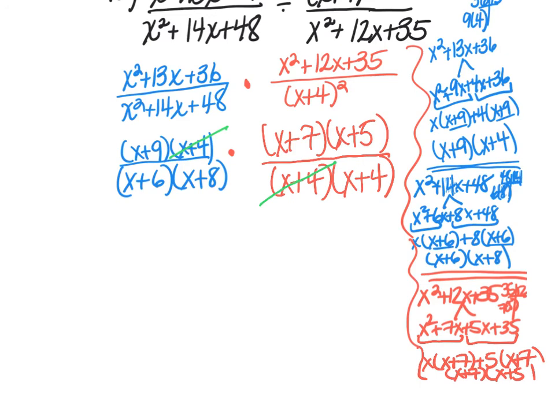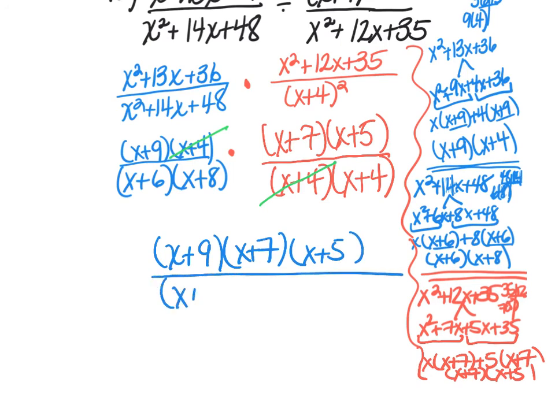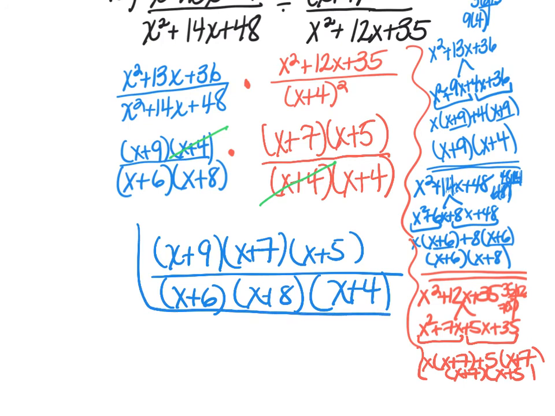Well, it's the squeeze step then. So now I'm ready to squeeze it all together. So my numerator will be x plus 9 times x plus 7 times x plus 5 all over x plus 6 times x plus 8 times x plus 4. And that is the quotient in simplified form. We weren't able to cancel much, but at least we did something. So that's the squeeze step. We just put it all together. You do not need to multiply it out.